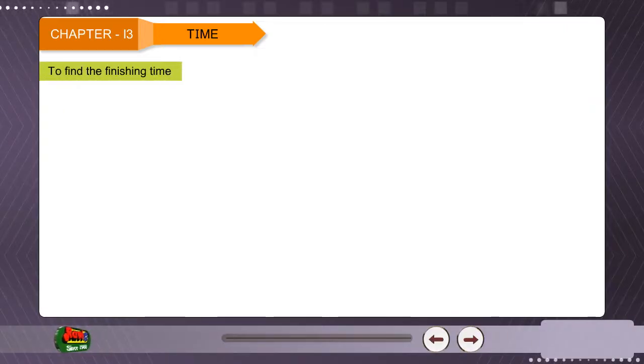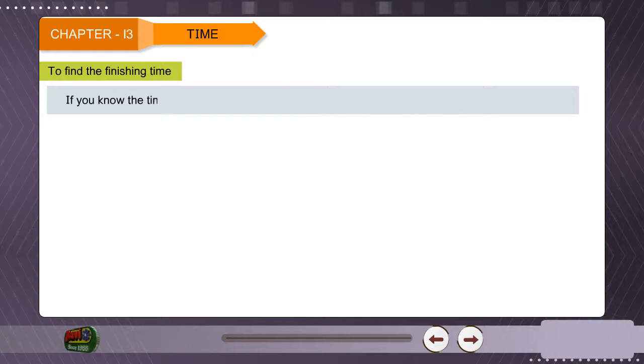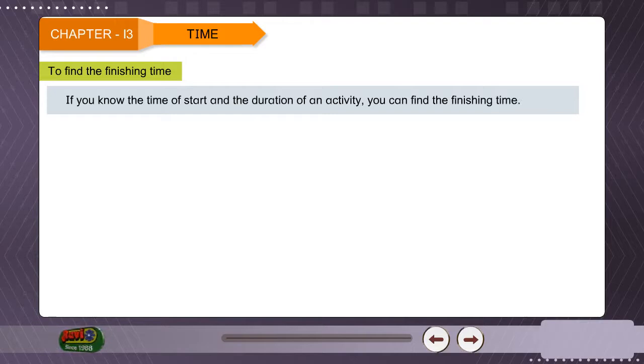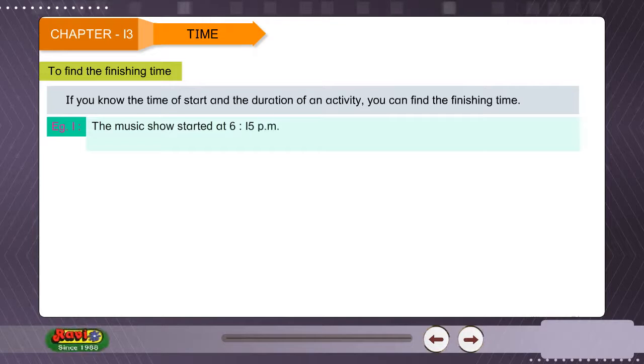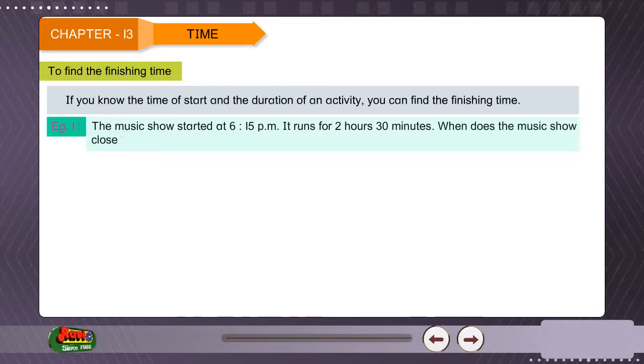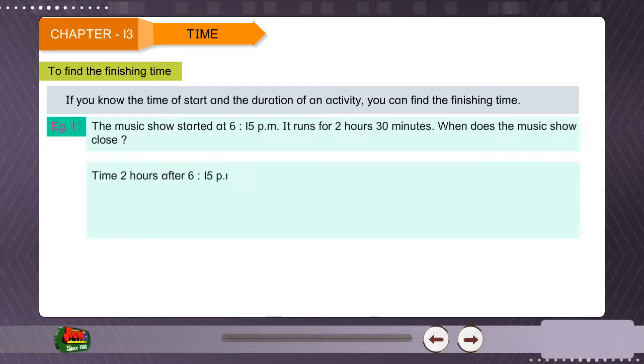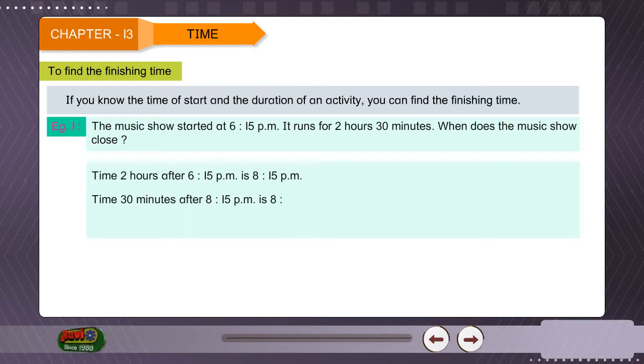To find the finishing time. If you know the time of start and the duration of an activity, you can find the finishing time. Example 1. The music show started at 6:15 p.m. It runs for 2 hours 30 minutes. When does the music show close? Time 2 hours after 6:15 p.m. is 8:15 p.m. Time 30 minutes after 8:15 p.m. is 8:45 p.m. Thus, the music show closes at 8:45 p.m.